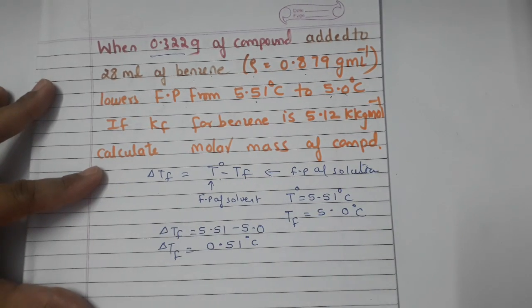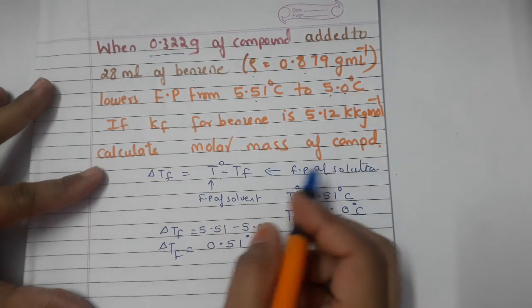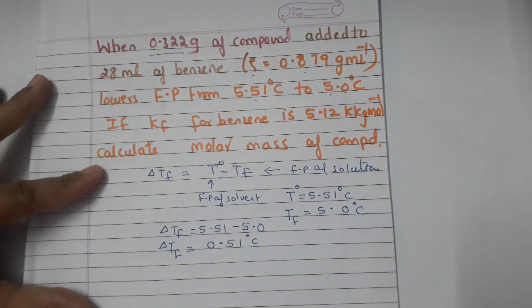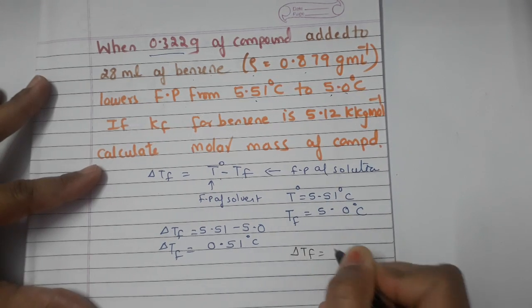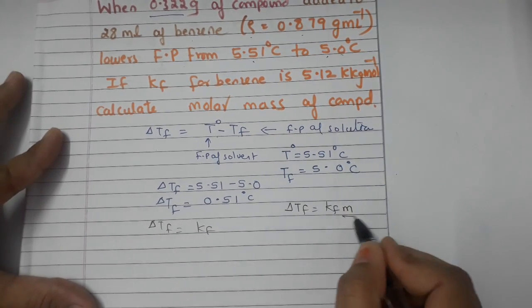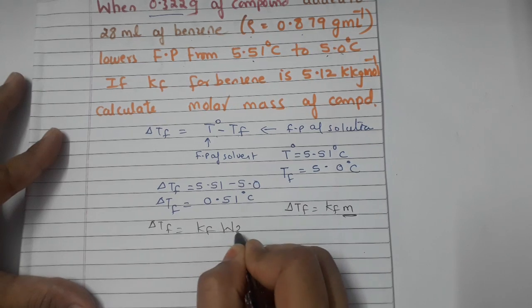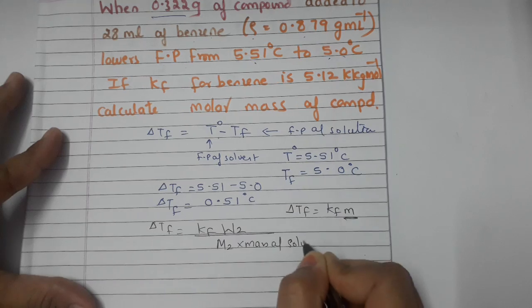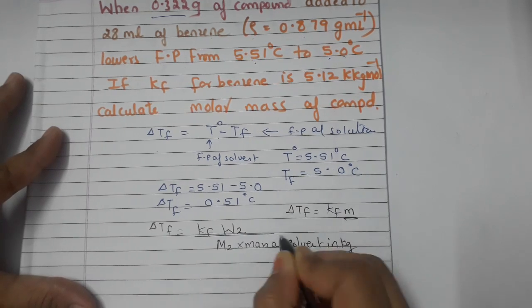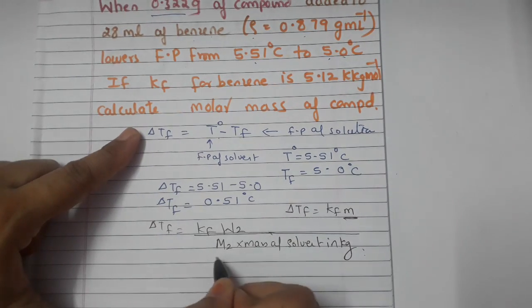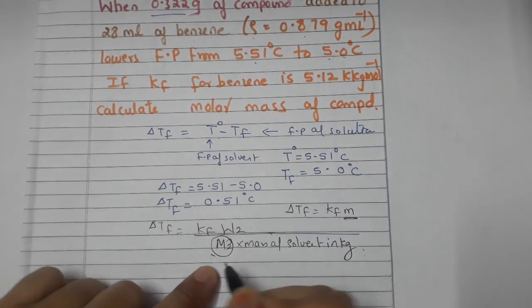Now students, we all should remember the formula wherein we have Kf and we have delta Tf. The formula which we use is delta Tf is equal to Kf m. What is m? m is molality, and molality is mass of the solute upon molar mass into mass of solvent in kg. Now what we have to find out is molar mass, M2.